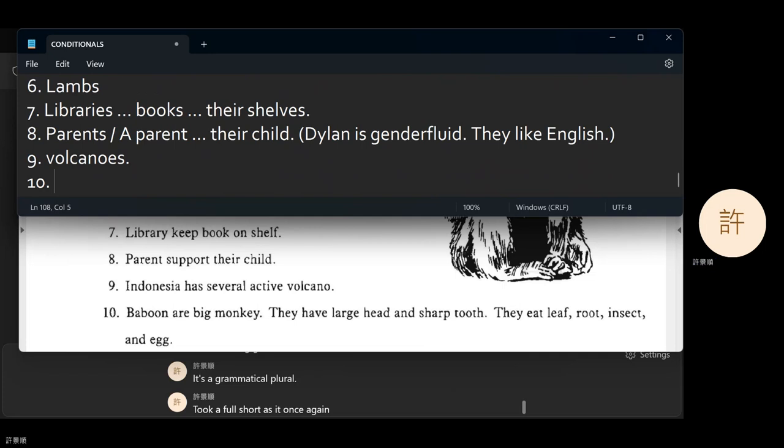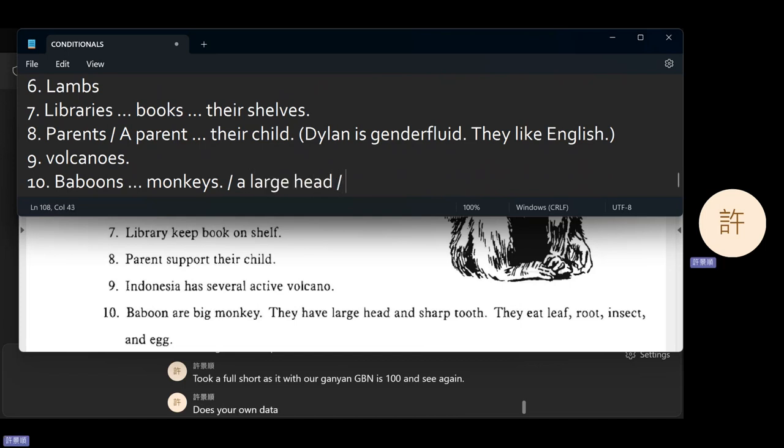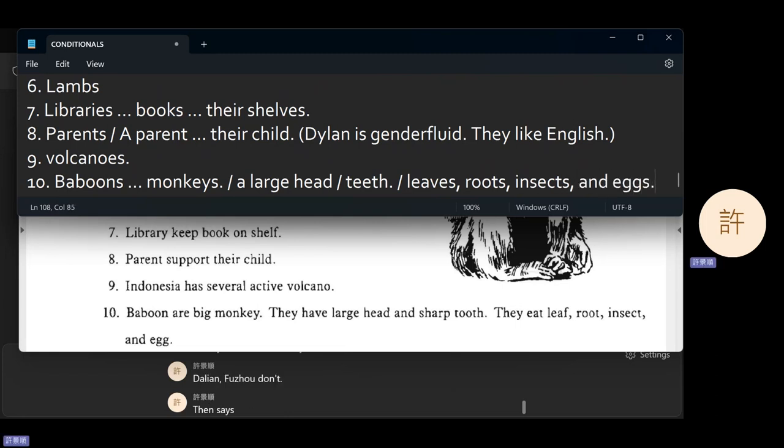Number 10, baboons are big monkeys. They have, I'm going to say a large head and sharp teeth. They eat leaves, roots, insects, and eggs. So the only one that is singular is head.